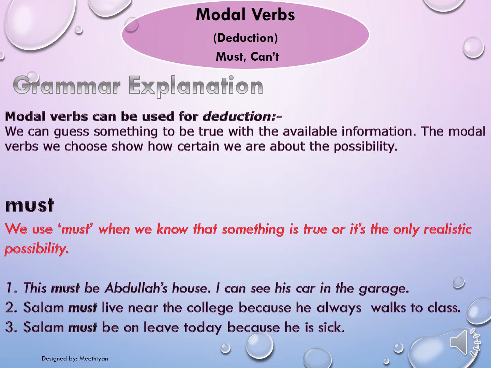I have given 3 examples. All these examples are self-explanatory. Let us start with the first one. This must be Abdullah's house. I can see his car in the garage. How do you know that it is Abdullah's house? Because you can see his car in the garage.